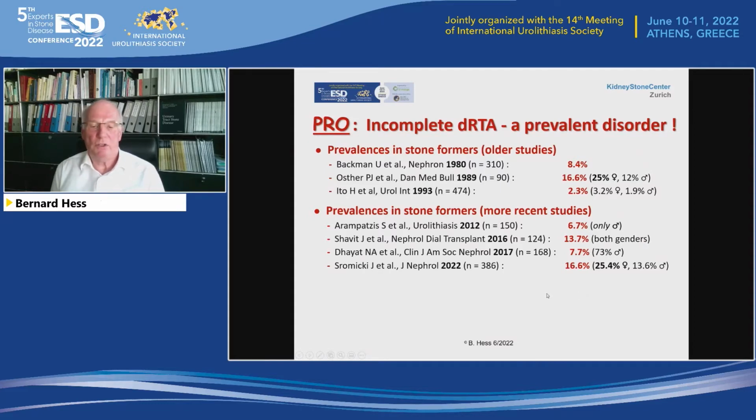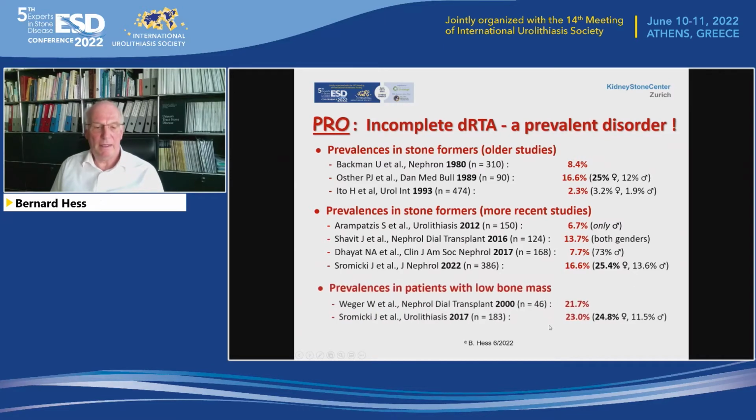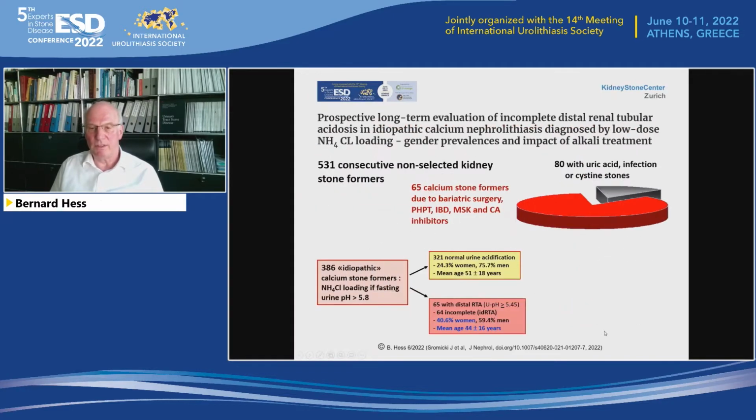And our study, just published in the beginning of this year online in the Journal of Nephrology, 16.6%, again 25% women, 13.6% men. In addition, it's as prevalent in patients with low bone mass as the study by Weder et al. 22 years ago, as well as the one that we published 5 years ago about similar prevalences of this disease. Again, in our series, clearly a higher preponderance of female patients versus male patients.